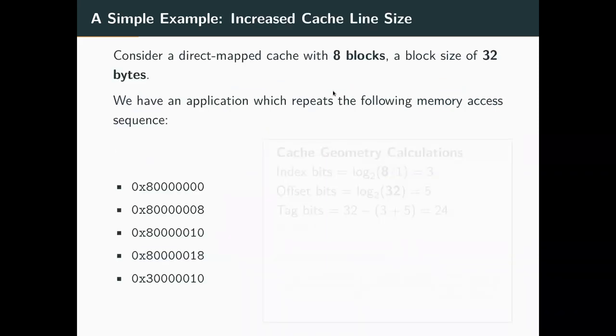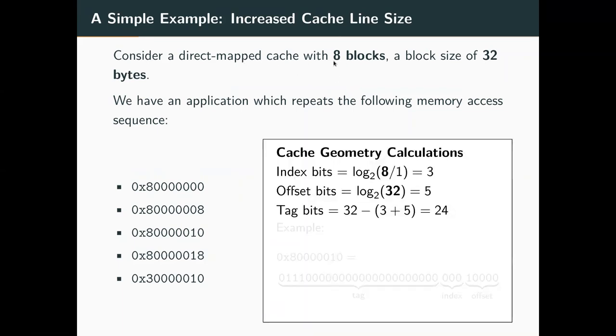Okay. Let's move on to another example. And hopefully, as we do more examples, it'll help solidify this and make it more clear. So now we're going to use the same example, except we're going to increase our cache line size. We're going to have a direct mapped cache still, this time with 8 blocks. The block size is 32 bytes now, and the same exact memory sequence. When we do our cache geometry calculations, our index bits are log of the number of lines over 1, which is our associativity, which gives us 3. Offset is log base 2 of 32, which is 5. And then the tag bits are what's left over, which is 24.